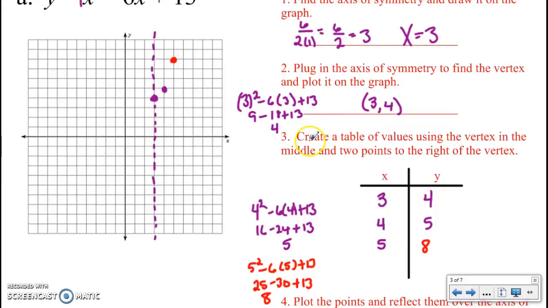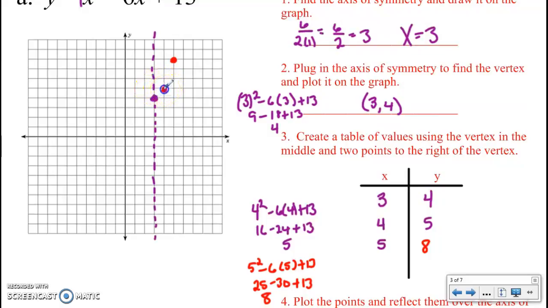Okay, so for the first 2 steps, we had the previous lesson. Opposite of b over 2a gives me my axis of symmetry. I'm going to plug that in to find my vertex, and then I'm going to put my vertex at the top of the table and pick 2 more x values to plug in to find these points. Now, if you remember from our definitions that we started with earlier in the unit, the axis of symmetry splits the graph in half.